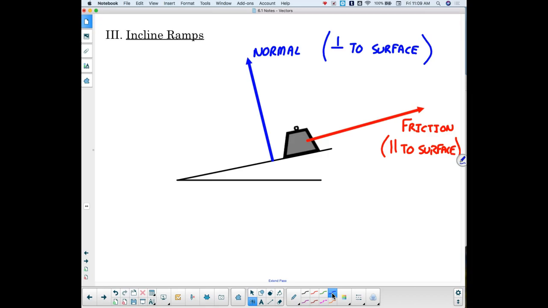What's the other one? Gravity. Yep, gravity's coming into play here.